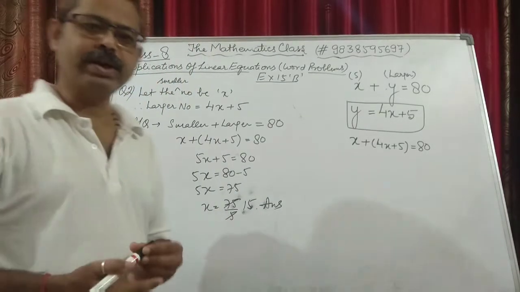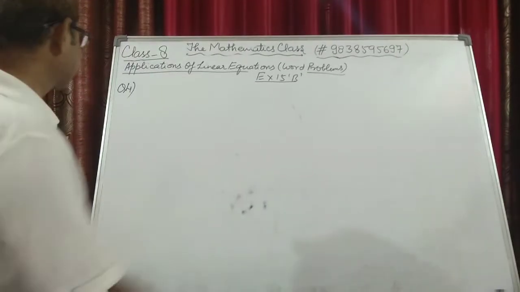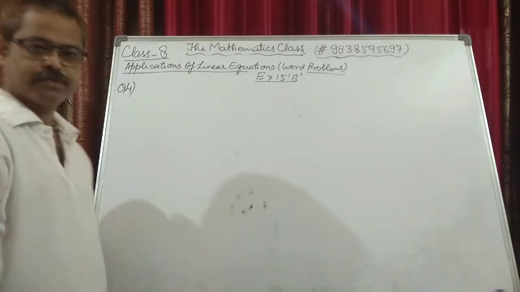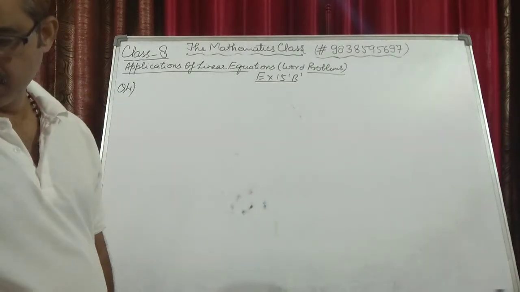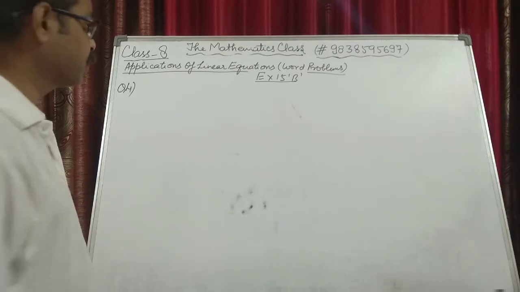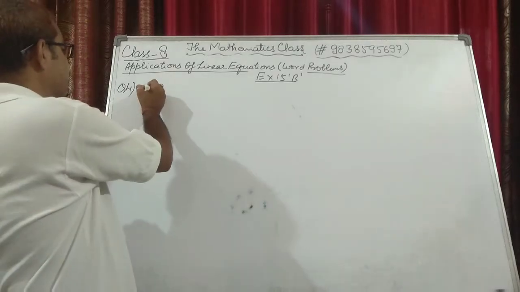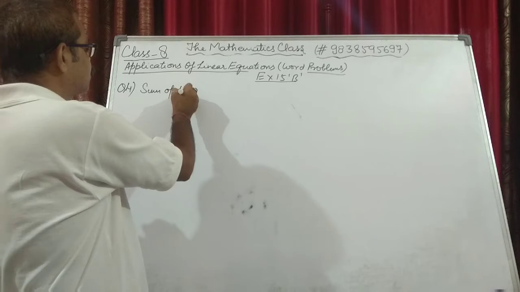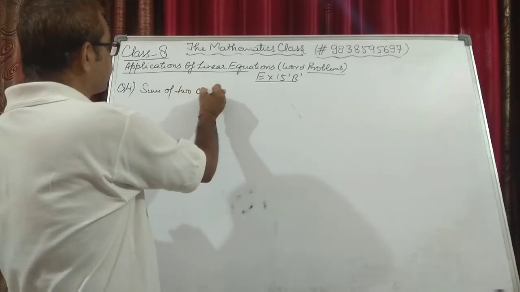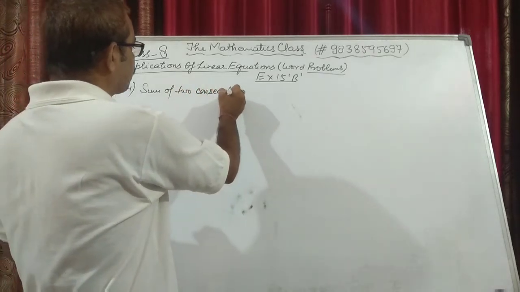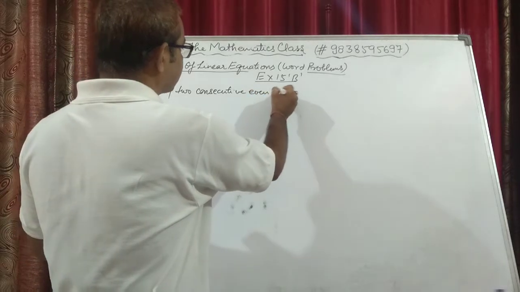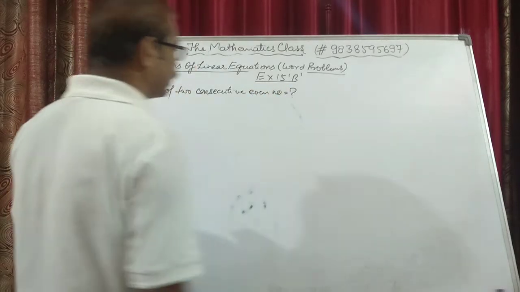Now we move on to the next question. Next I am taking question number 4. We will be doing it in multiples of 2. Question number 4 is: what is the sum of two consecutive even numbers? This we have to find out.